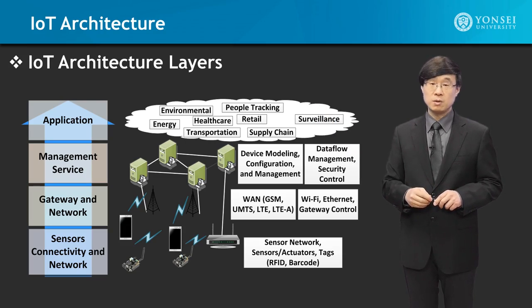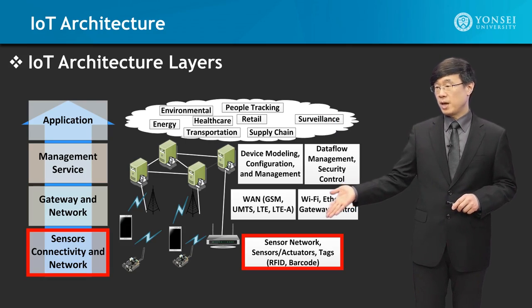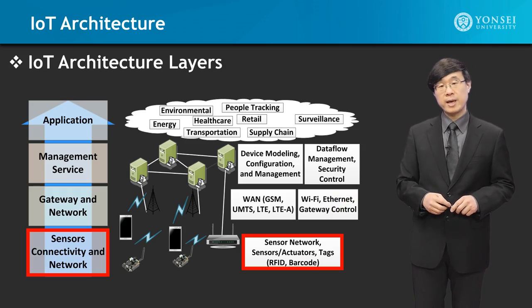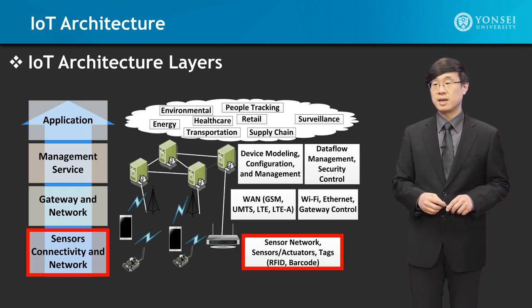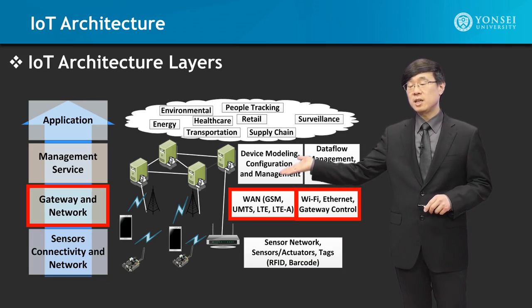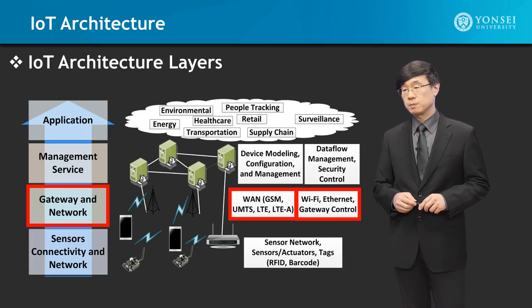Starting at the lower levels and moving up, we start with the sensor network, including sensors, actuators, and tags, in terms of RFID tags, barcode tags, and various other sensing techniques. Multiple modules are connected to gateways and networks.